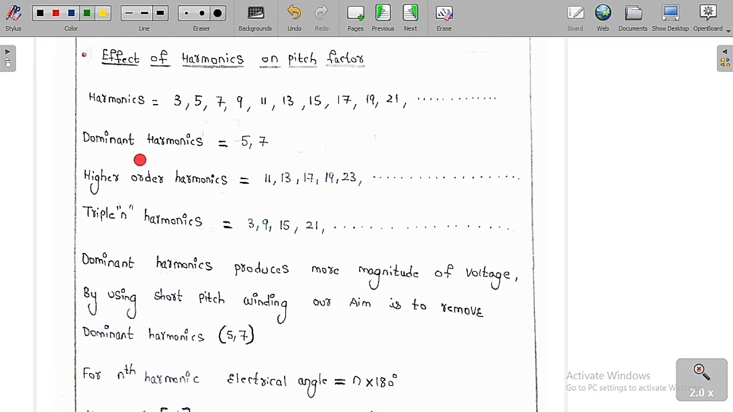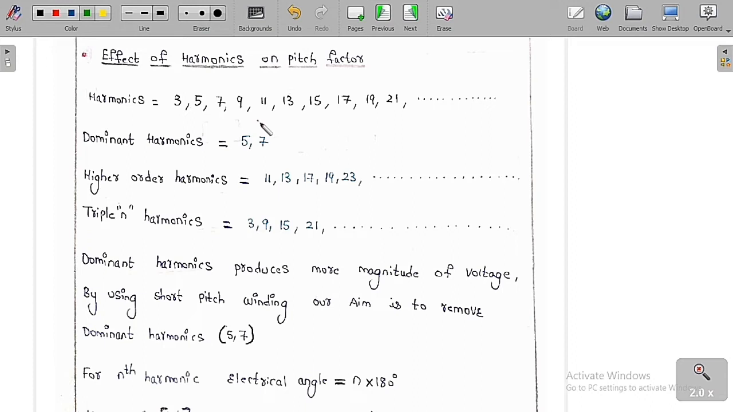But the most dominant harmonics are the 5th and 7th. Because of these harmonics, crawling happens in the induction machine. I wanted to tell this important concept. Because of these dominant harmonics, the 5th and 7th, the induction motor rotates at a very, very low speed, which is nearly equal to Ns by 7. That is called crawling.